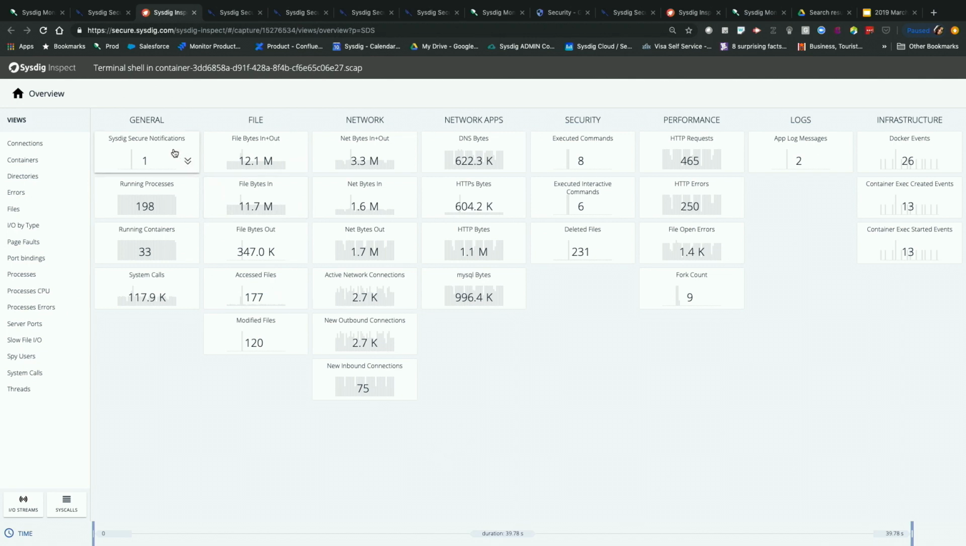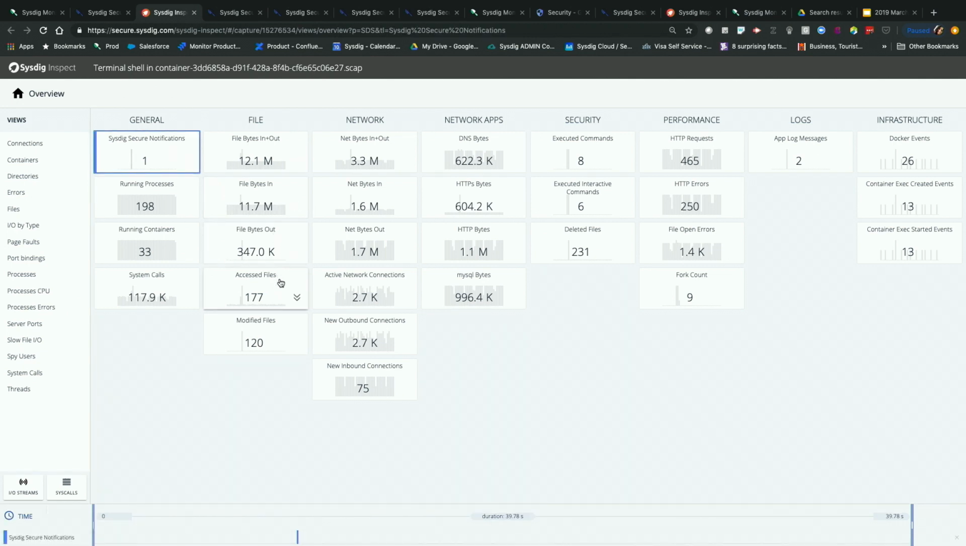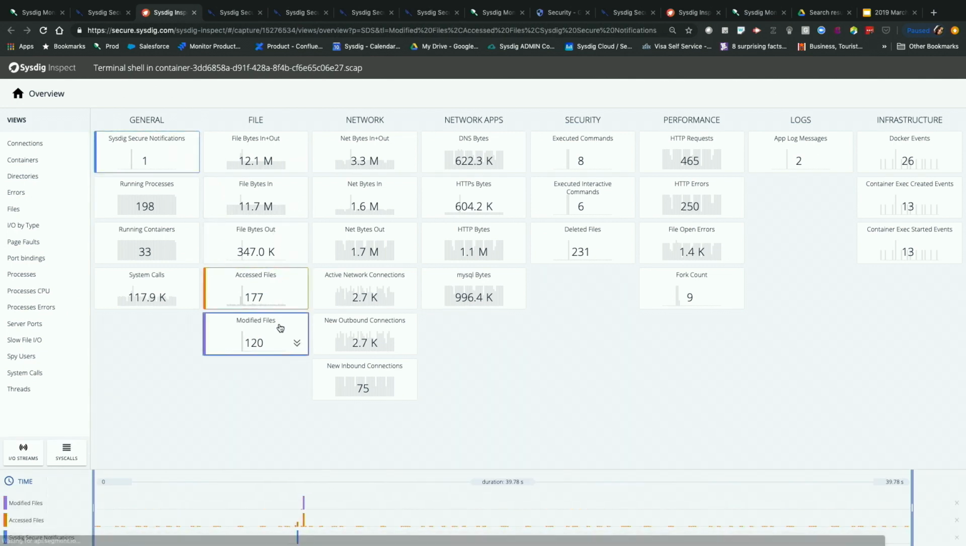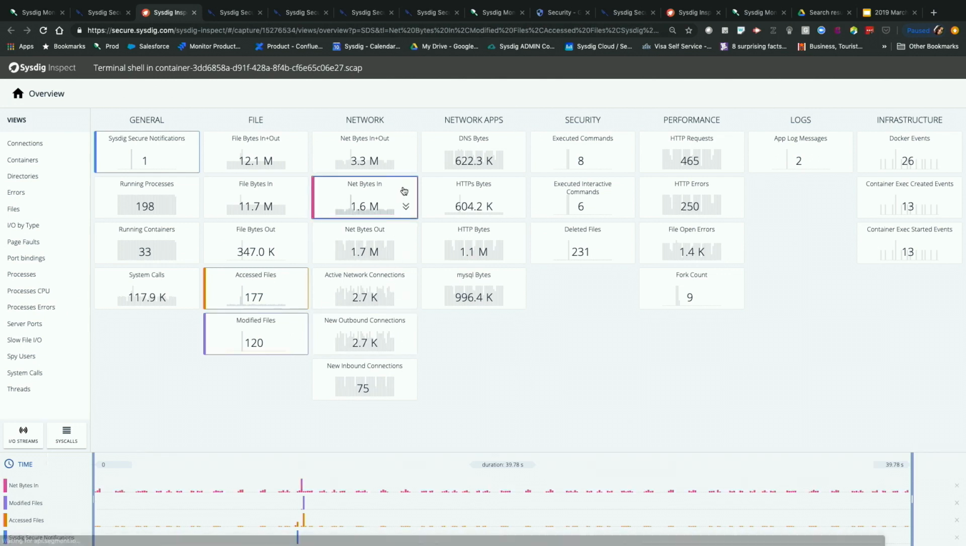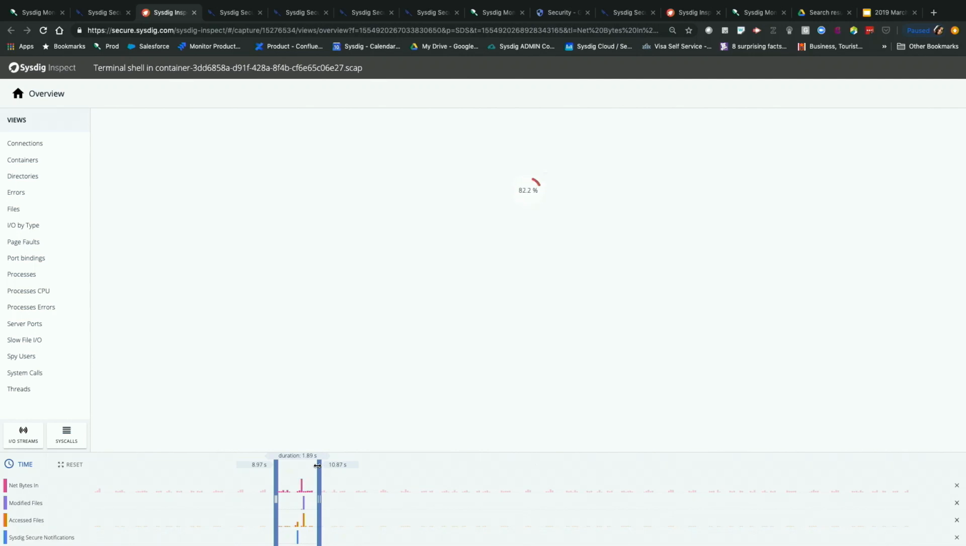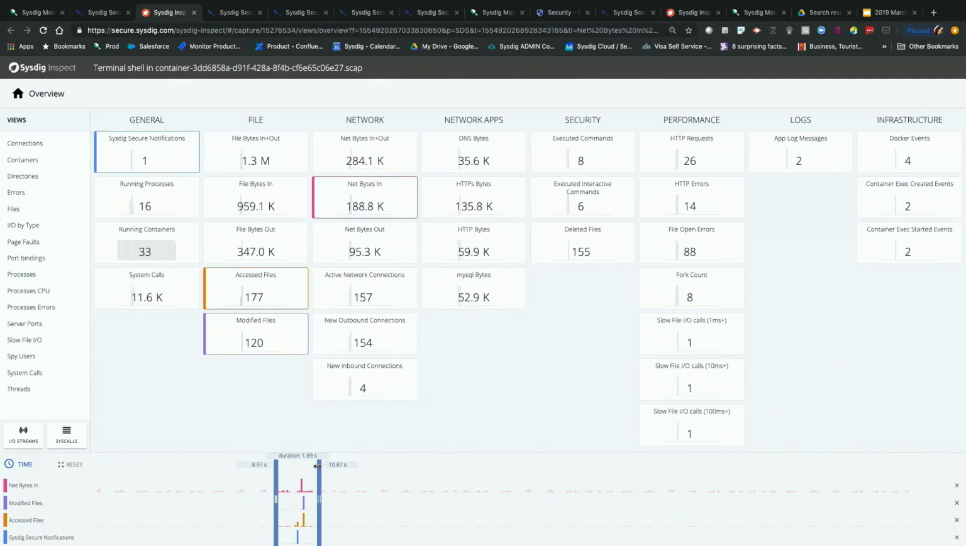So very clearly, I have a notification. I have accessed files and modified files. Now I see there is a pattern evolving. This is where things are happening. I can look at other things like network activity and so forth. So I'm going to drill into this time frame and look at this. We're looking at a 2-second time window, so we're really going down to a nanosecond, microsecond level of granularity.